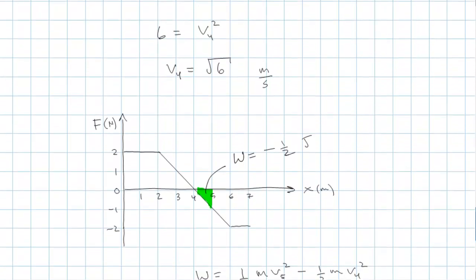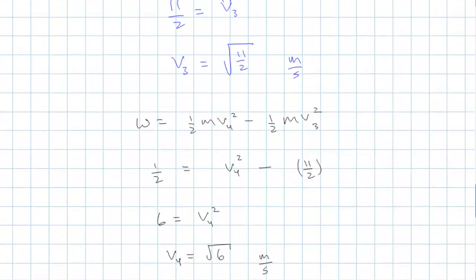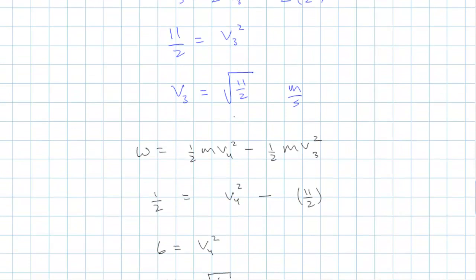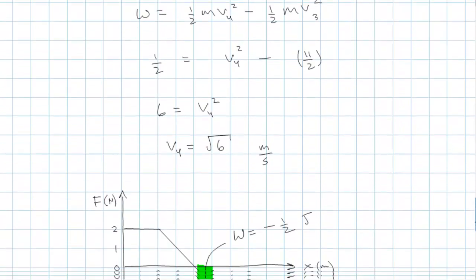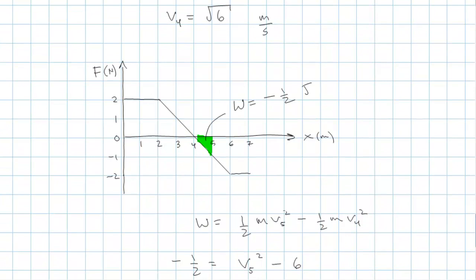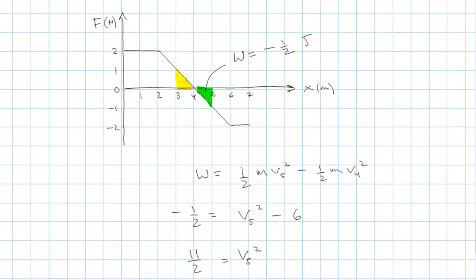And let's take a look at what we got at 3. At x equals 3, we got the velocity was the square root of 11/2. So let's think about this for a minute. It went from x equals 3 to x equals 4, and plus 1/2 joules of work was done on the object. So it sped up a little bit, going from x equals 3 to x equals 4.